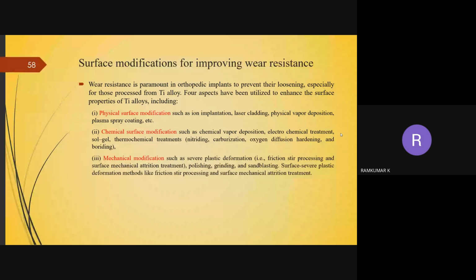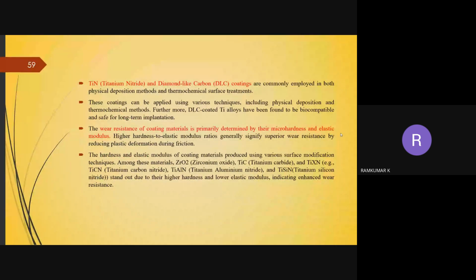In physical surface modification, they are using ion implantation, laser cladding, physical vapor deposition, and plasma spray coating. In chemical surface modification, they are using chemical vapor deposition and electrochemical treatment. In mechanical modification, they are using polishing, grinding, and sandblasting processes. Here you can see the titanium nitride and the diamond-like carbons are used in physical deposition.